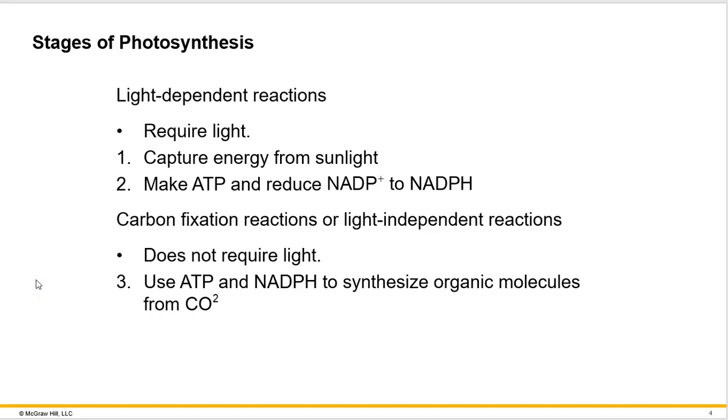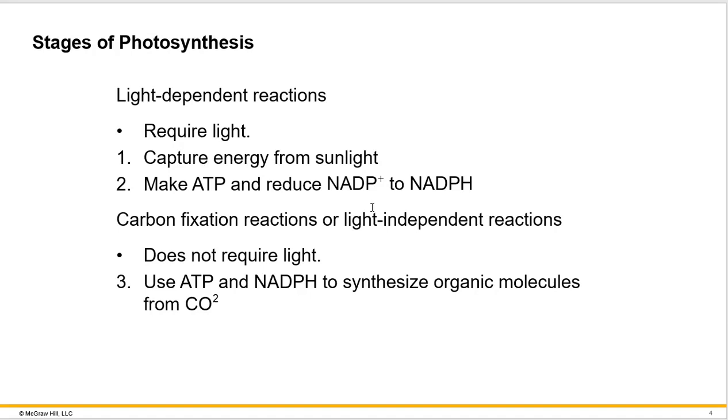There are 2 stages of photosynthesis. There's the light-dependent reactions. These require light in order to work. They capture energy from the sunlight. And what they do is they make ATP and reduce NADP+, those electron carriers. Now, in respiration, it was just NAD+, but in photosynthetic organisms, they're structured a little bit different. And so they're NADP+ to NADPH, but they work pretty much the same. They carry electrons, and that's what we're going to be focusing our attention on, what they do.